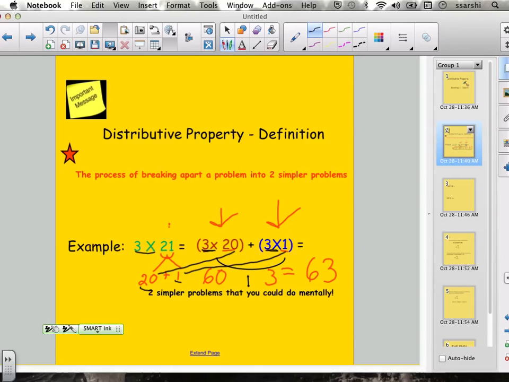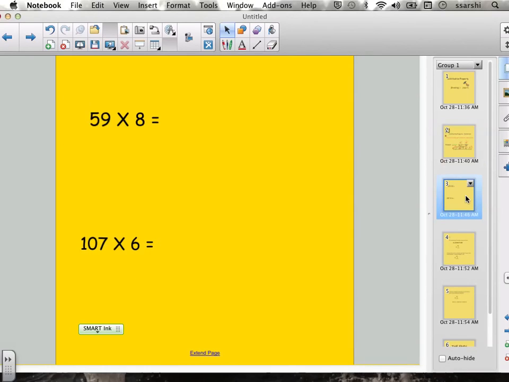We know that 3 times 20, we can do that mentally, is 60. 3 times 1, of course, using the identity property, is 3. So adding 60 and 3, we get a sum of 63. 3 times 21 turned into a simpler problem. 3 times 20 plus 3 times 1 equals 63. Let's do another couple of practice problems.